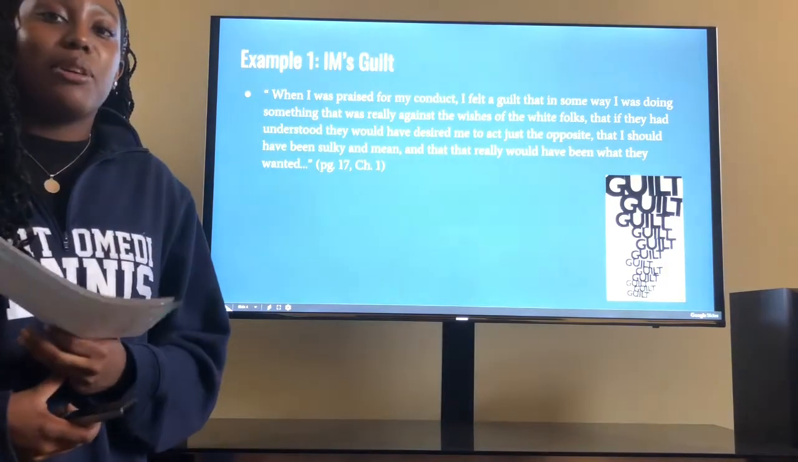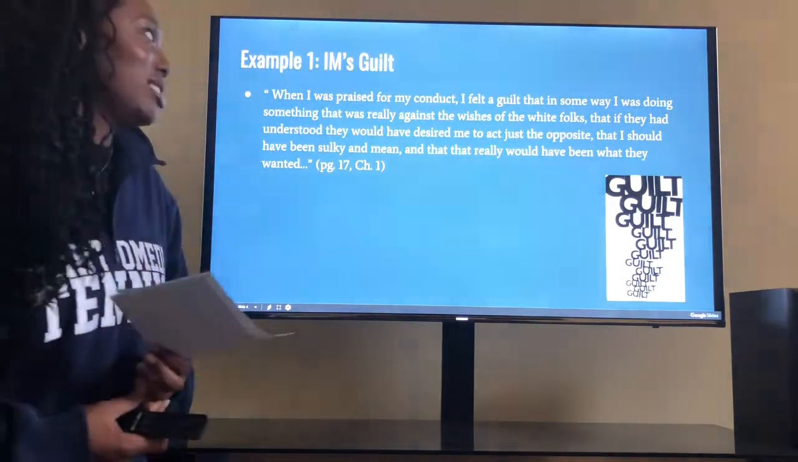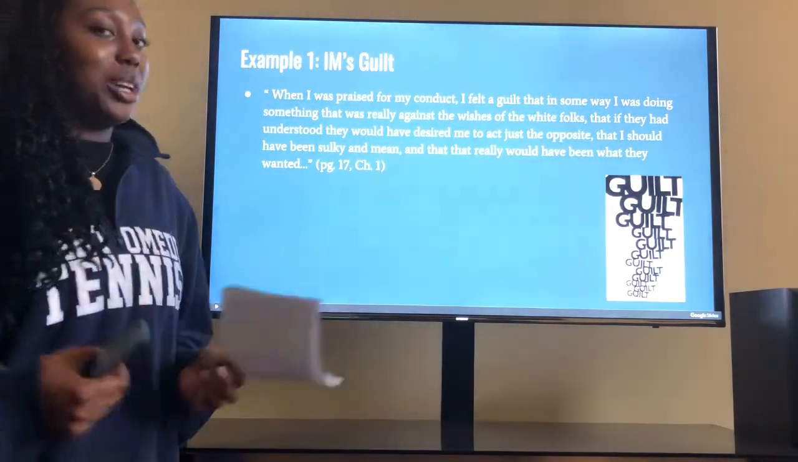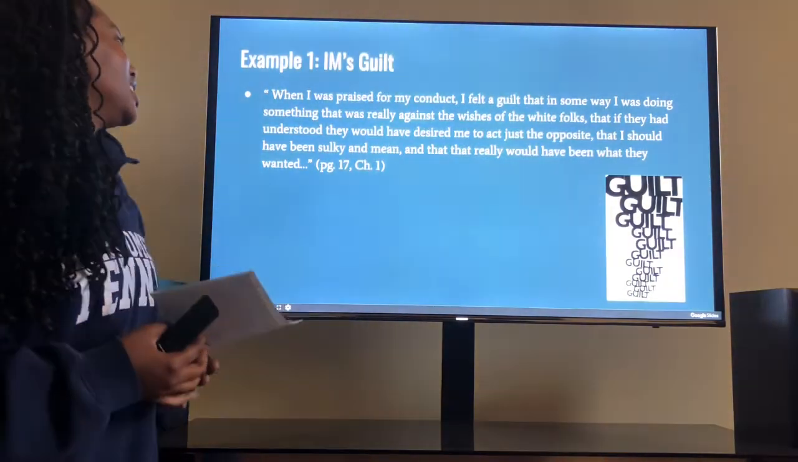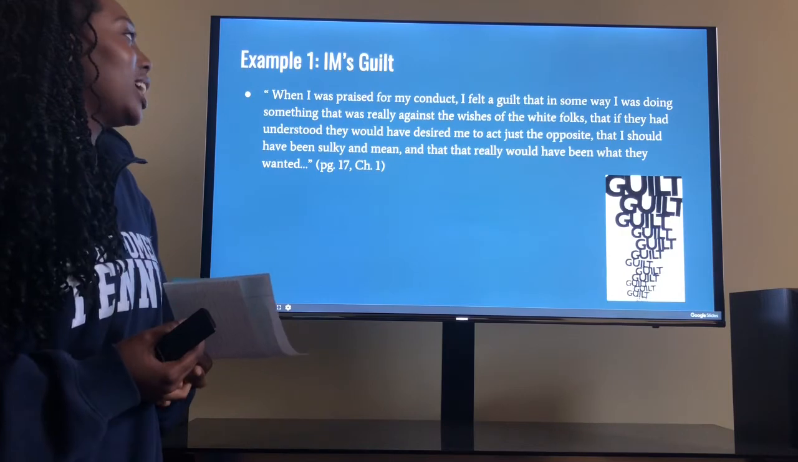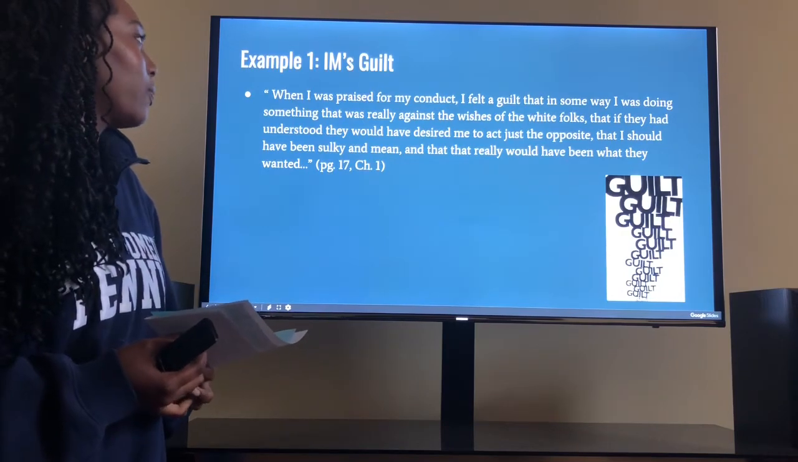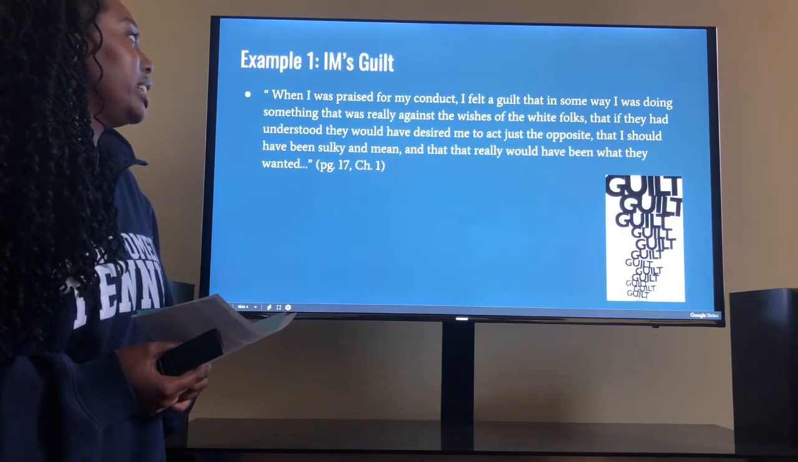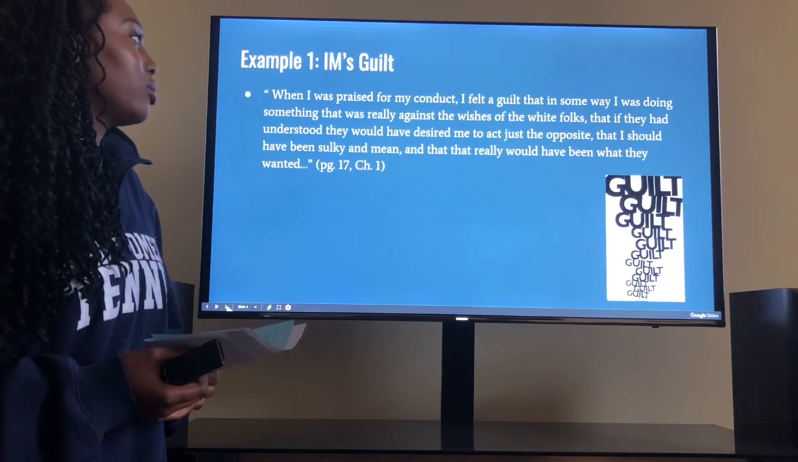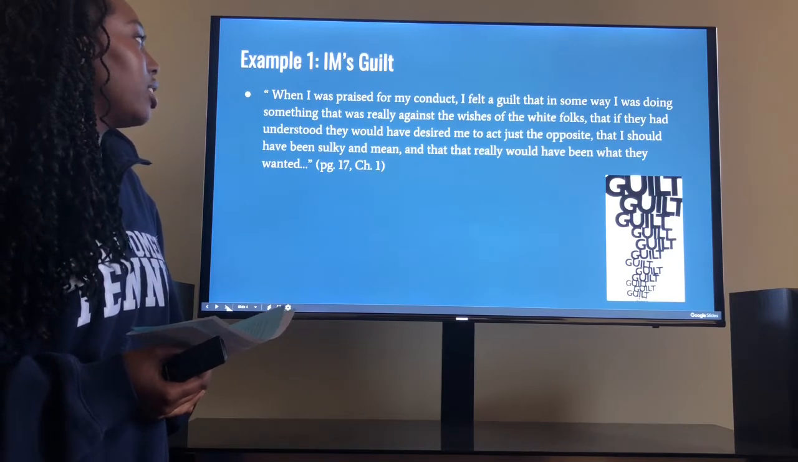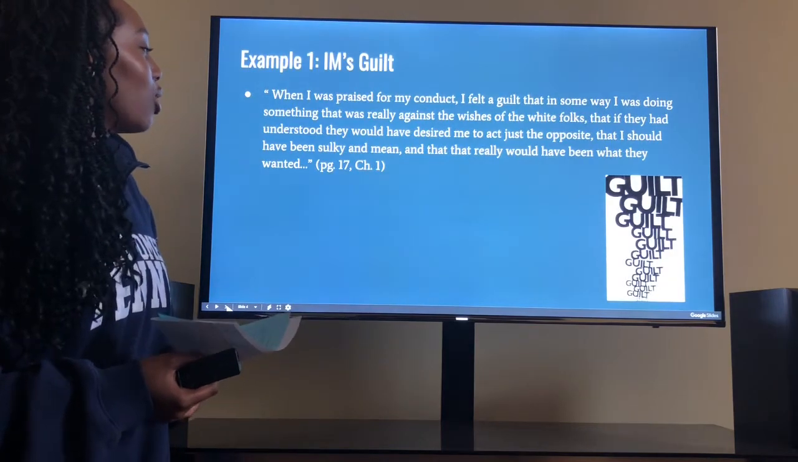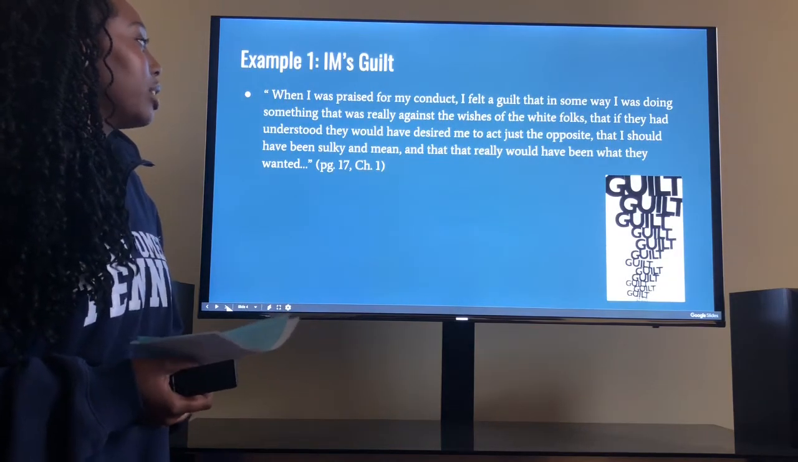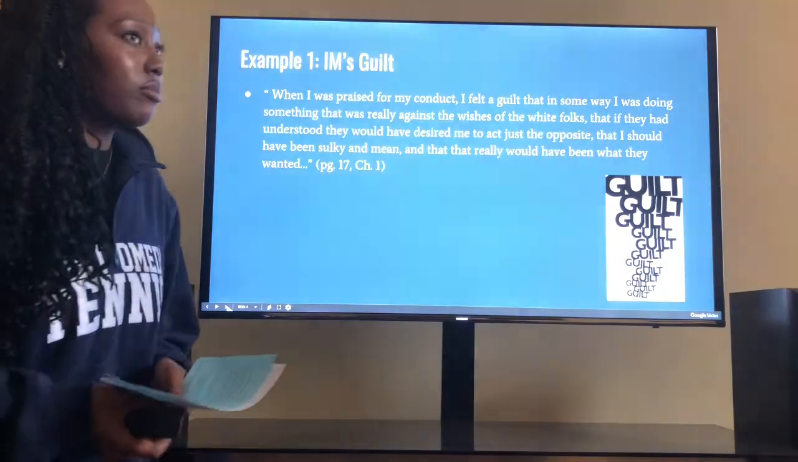The first example of grandfather's advice is actually on the same page in which he states the advice, but a little bit after. And it states, "When I was praised for my conduct, I felt the guilt that in some way I was doing something that was really against the wishes of the white folks. That if they had understood, they would have desired me to act just the opposite. That I should have been sulky and mean, and that really would have been what they wanted."